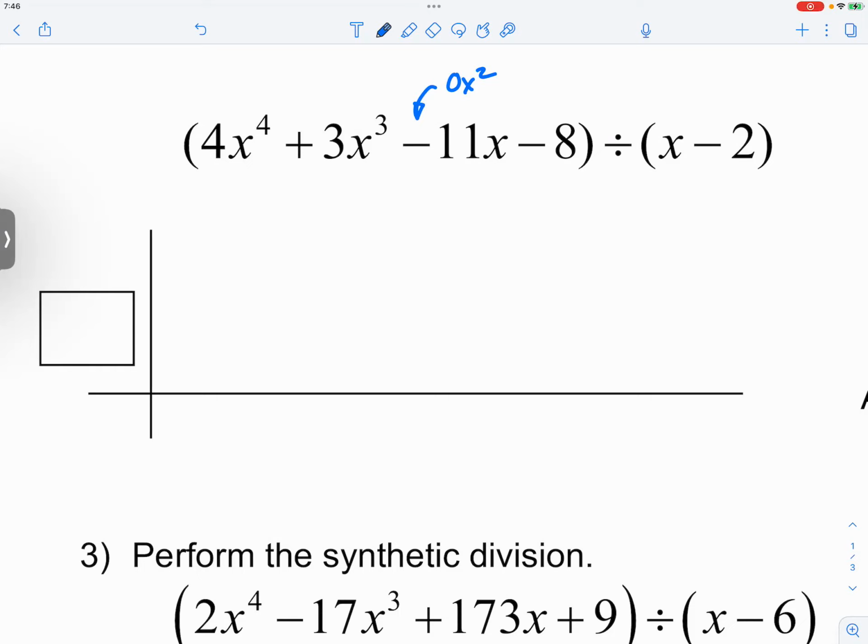Now, you're going to love this because we're going to have a lot less handwriting. Instead of writing the whole 4x to the fourth power plus 3x cubed and so on, what we're going to do is simple. Make sure you space out the numbers. Just go ahead, take all the space you need. What you write, you only need to write down the coefficients.